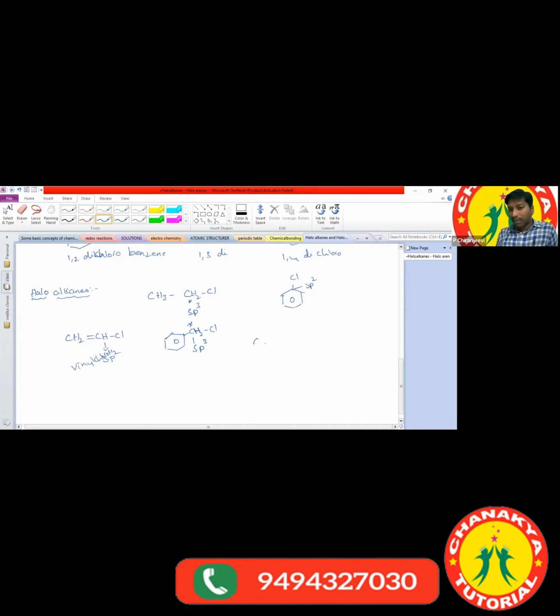And one more example: CH3, CH2 double bond, CH bond, CH2 bond Cl. So this we can call benzyl chloride. Benzyl chloride. And this one we can call allyl chloride. Allyl chloride. Okay. Now in this one, what is the hybridization of the carbon? sp3 only. In some compounds the halogen is attached to an sp2 hybridized carbon atom, and in others it is attached to an sp3 hybridized carbon atom. So you already know the nomenclature.